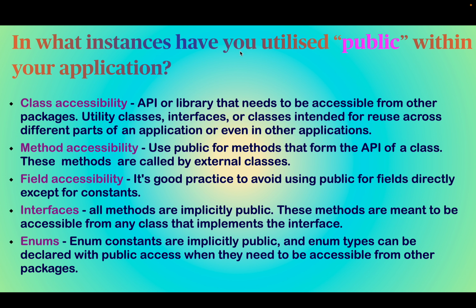So let's see where I have used the public keyword in my application: on the class level. When will I use public on my class level? If it is an API or a library class that needs to be accessible from other packages, I will use public. Utility classes such as constants, or common methods that I have for all the utility classes, or interfaces or classes that need to be reused across different parts of the application or even in other applications. For all these scenarios, I will use the public keyword on top of my class.